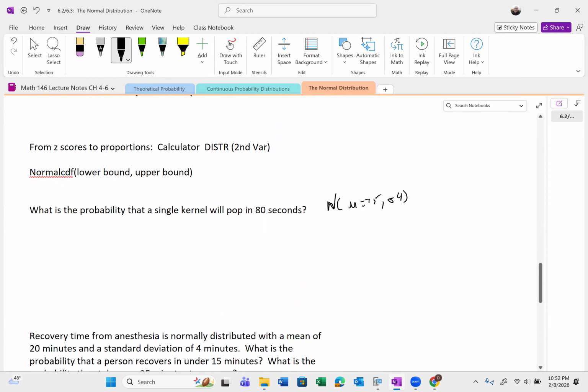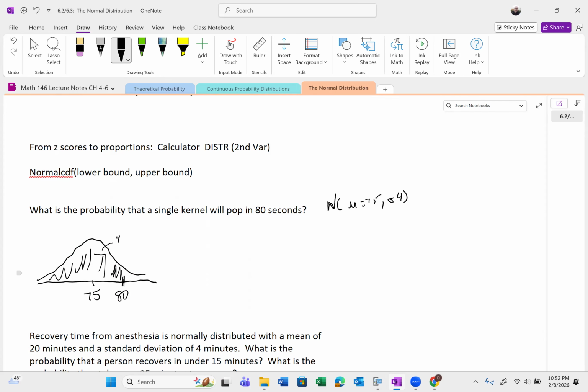And so what I can look at is what percent of our population will pop in that 80 seconds, and that's the probability that any given single kernel will pop in that 80 seconds. So I know our mean is 75, our standard deviation here is 4, and I'm looking at 80. What's the chance that a single kernel will pop in those 80 seconds?